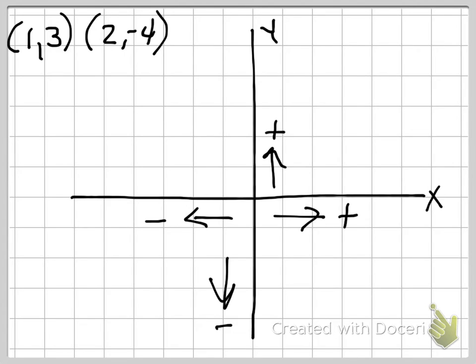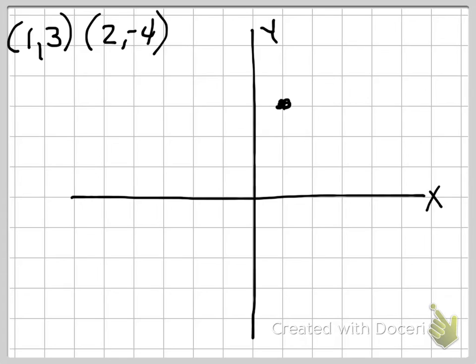Okay, so our points will be at (1, 3). So our first point will be here. That's (1, 3). And then our second point will be at (2, -4). 1, 2, 3, 4.